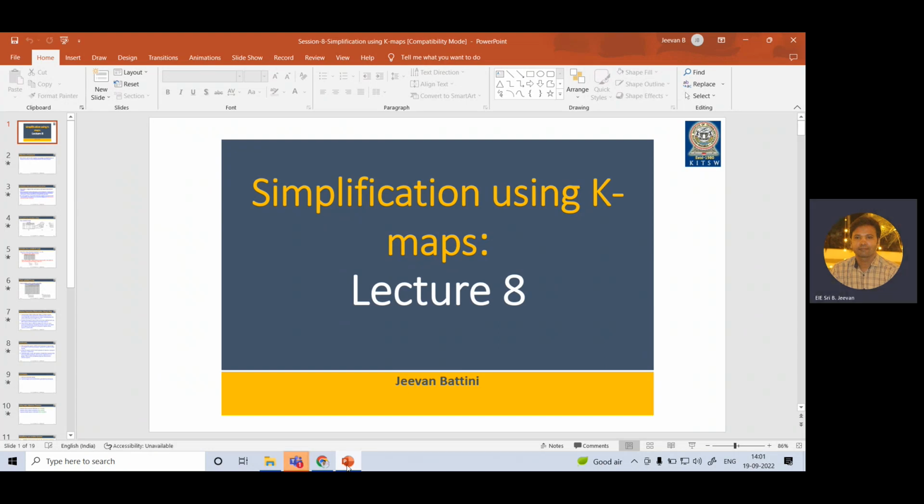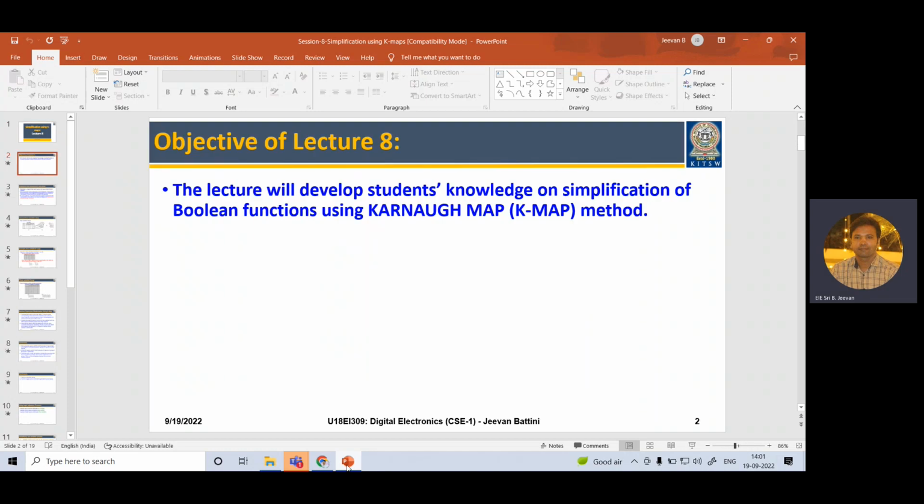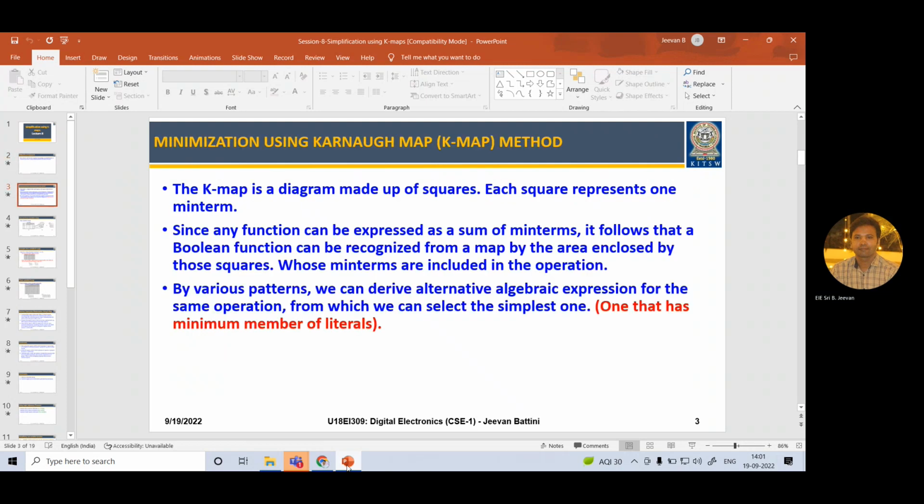The next topic is related to simplification using K-maps, and this is CDT7 of your OBLS lecture schedule. In this session, we will develop knowledge on simplification of Boolean functions using the K-map method. A K-map is a diagram made up of squares, and each square represents one minterm. Any function can be represented as a sum of minterms, as you have seen in the previous session.